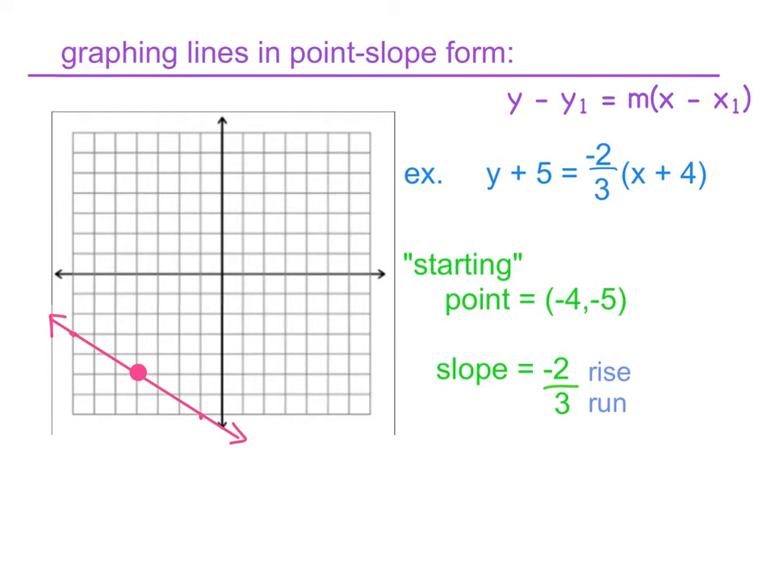How'd you do? Were you able to find your starting point at negative 4, negative 5? So 1, 2, 3, 4, down 5. There's my starting point. Okay, were you able to find your slope was a negative 2/3, so down 2 over 3. Okay, up 2 over 3 to the left if you prefer. But it should be a negative slope, meaning it should be dropping from left to right. So check yours with mine. Once you're confident, let's move on.